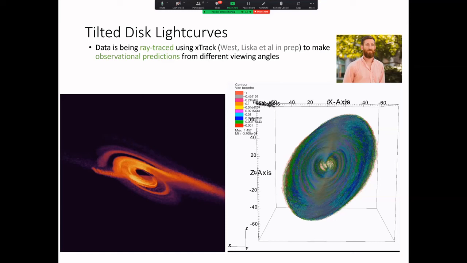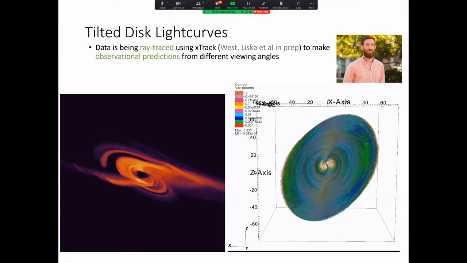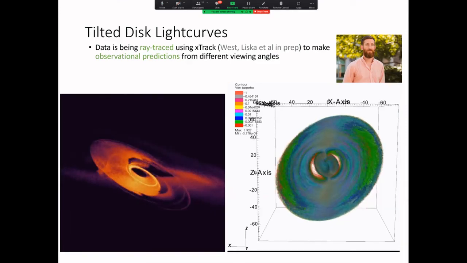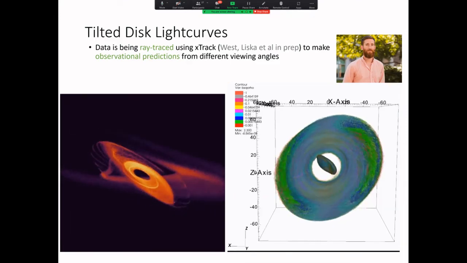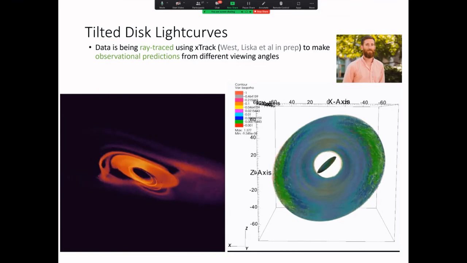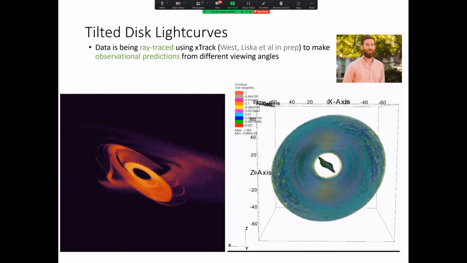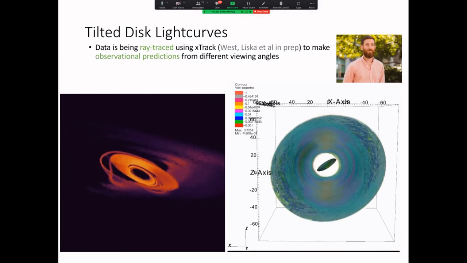And Andrew has made an amazing movie that he sent me yesterday of how this precessing disk that tears off would look like if you would look at it. And it looks really interesting, I say. That's not the only thing that he has done.